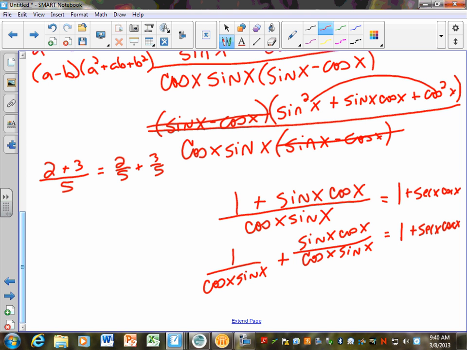And why would I want to do that? Because I think that gets me to my answer here. Do you agree that this goes to 1? And what about this? 1 over cosine of x sine of x. Is that the same as saying secant of x cosecant of x? It is, because I can bring them up. 1 over cosine is secant, and 1 over sine is cosecant.